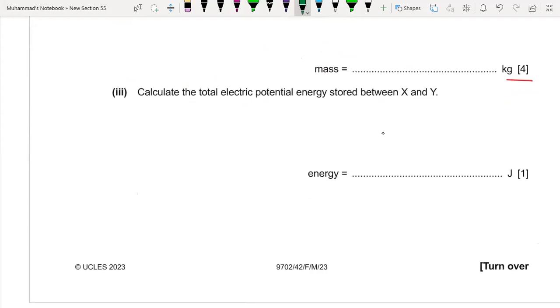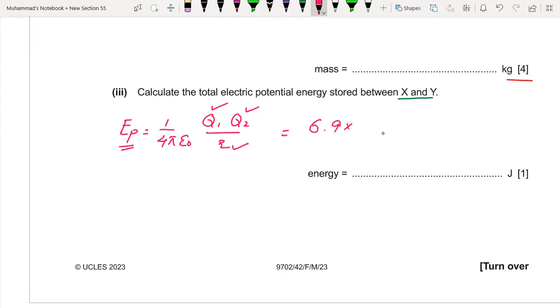Calculate the total electric potential energy stored between X and Y. This is again a very simple application. You know that electric potential energy Ep is 1 over 4 pi epsilon, Q1 Q2 over r. We know the distance between the charges, we know their charges, and we have to find the electric potential energy. A very simple, straightforward question. If you put the values of Q1, Q2 over 4 pi epsilon, you will get 6.9 times 10 power minus 4 joule.